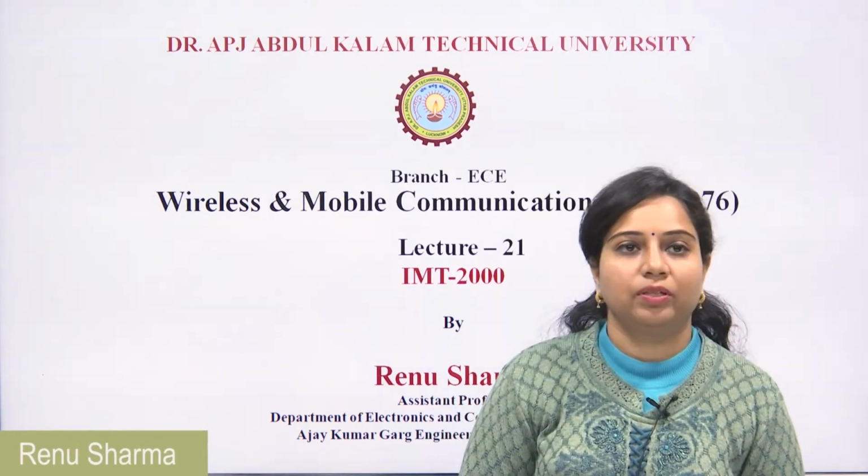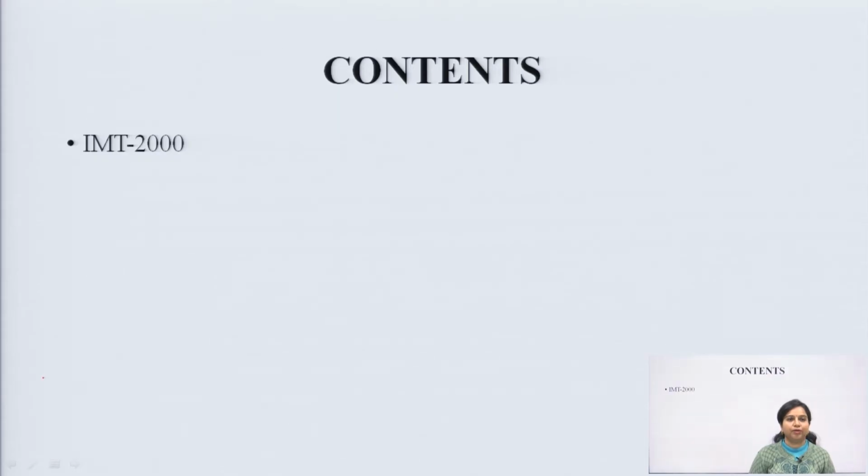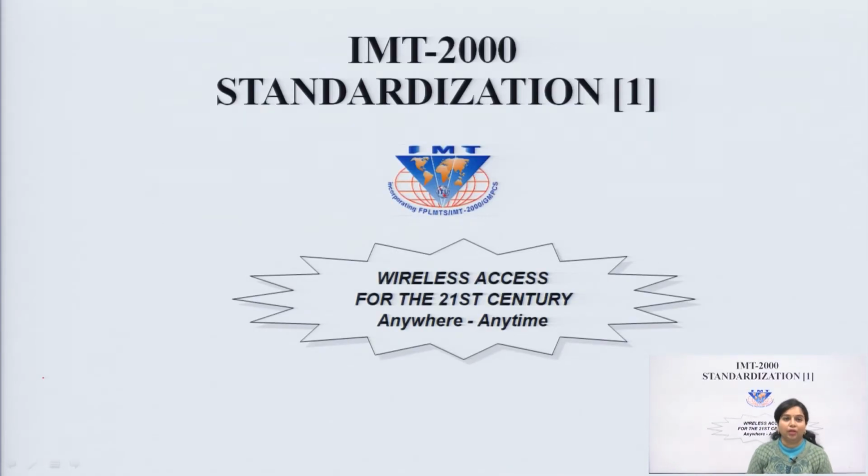Today I am going to start with the next topic, that is IMT 2000, International Mobile Telecommunication 2000. It is a standard that is available for wireless mobile communication. We are going to discuss some of the points, its architecture, application, and related things related to this particular topic. Now, this IMT 2000 is a standardization of wireless access for the 21st century, anywhere, anytime.